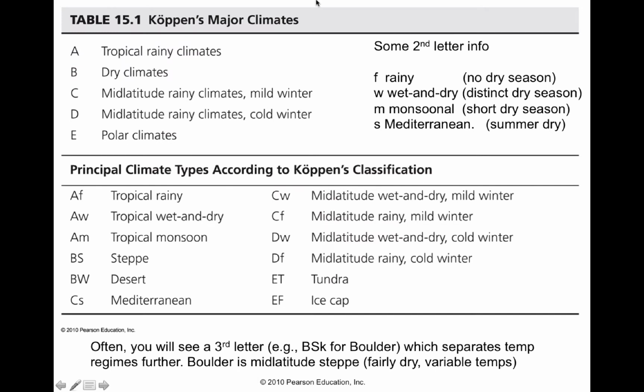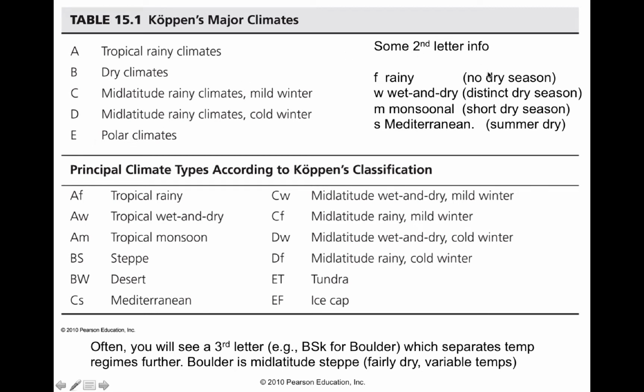Köppen's major climates, and we'll go through these over the course of chapters 16 through 18. A, tropical rainy climates. B, very dry climates. C, mid-latitude rainy climates with mild winters. D would be mid-latitude rainy climates with cold winters, places like Chicago. E are polar climates, like Barrow, Alaska.